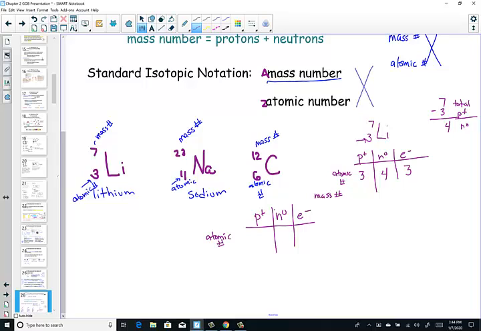I know with confidence that the number of protons is 6. By definition, the atomic number gives me the identity of the atom. And therefore, I also know that there's 6 electrons because atoms are neutral. The positive protons must be electrically balanced by the 6 electrons.